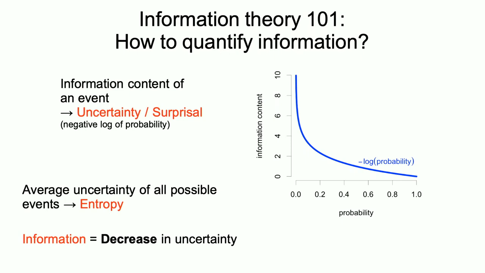So let's say you have an event that has a probability of happening, and then Shannon said that the information content of this event should be the negative logarithm, which is shown here. The curve on the right-hand side should be the negative logarithm of the probability, meaning that if an event happens all the time, and I will show you an example later, there is no information content. The information content is zero. There is no surprise if that event happens, because it happens all the time.